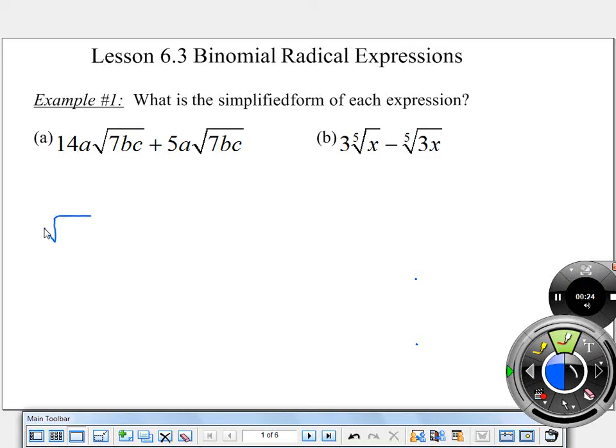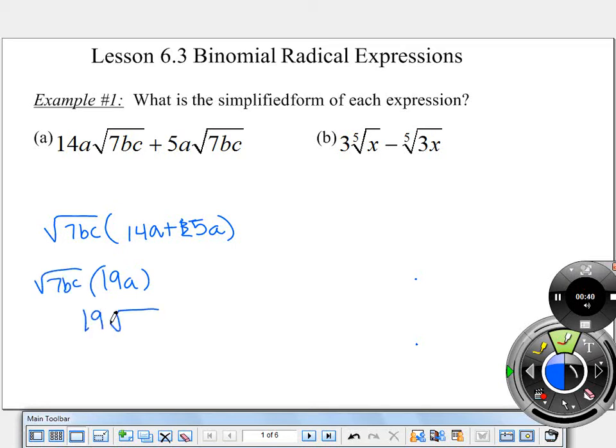So it's almost like you could think about factoring that out, and you would still have 14a plus 5a. So you would have 19a still being multiplied by this radical. So in this case, we would get 19a times the square root of 7bc. So again, this is basically like adding like terms, but my point is you really need to make sure that you have this common radical. It has to be the exact same radical, same index, same factors underneath the radical.